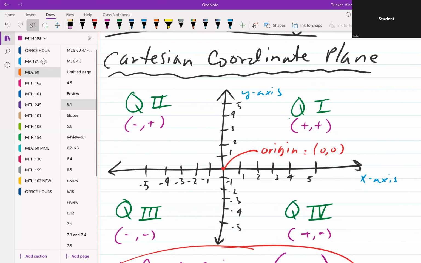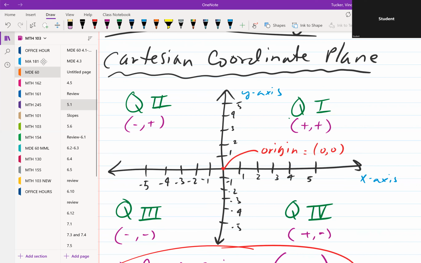So when you look at this Cartesian coordinate plane, or like I said, the rectangular coordinate system, you have two axes. You have your x-axis, which is your horizontal axis, and you have your y-axis, which is your vertical axis. Where they intersect is your origin. Coordinates of your origin will always be 0, 0. To the right of your origin, positive values. To the left, negative values. Above your origin, positive values. Below your origin, negative values.